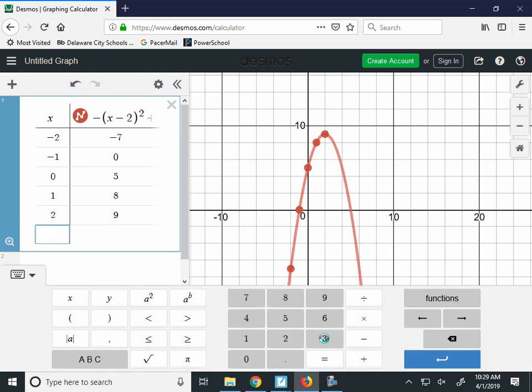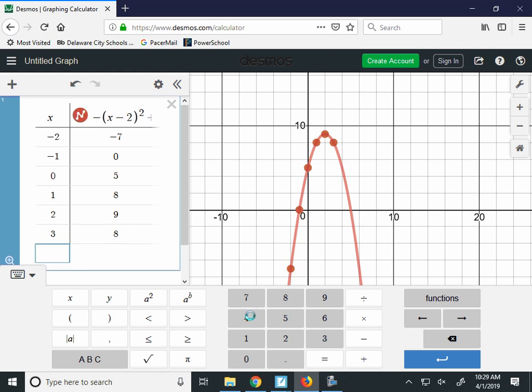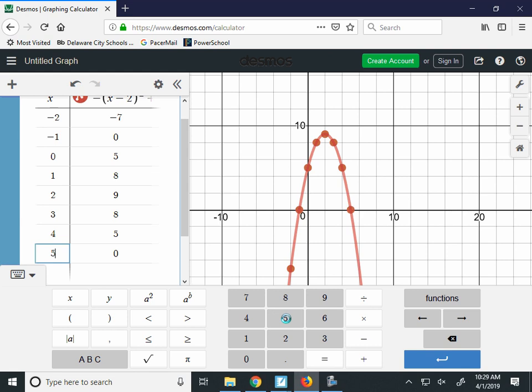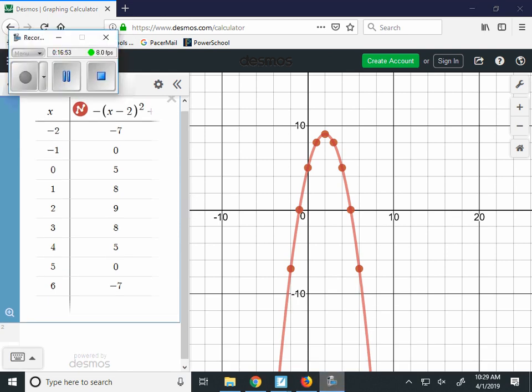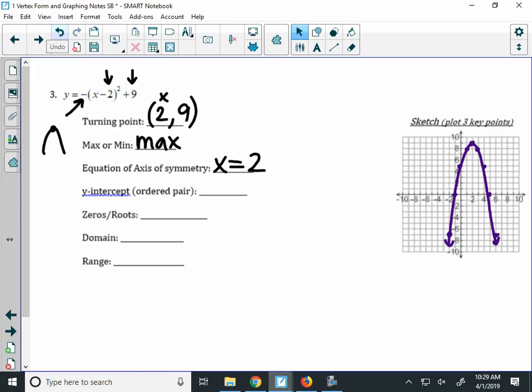We'll make our table go x equals 3, 4, 6. I think that'll work. So that might be our whole table that we can graph. Go ahead and hit pause, graph it, and then we'll answer the last couple of questions. All right, your graph should look like mine. We've already found the turning point at (2, 9). The invisible axis of symmetry here at x equals 2.